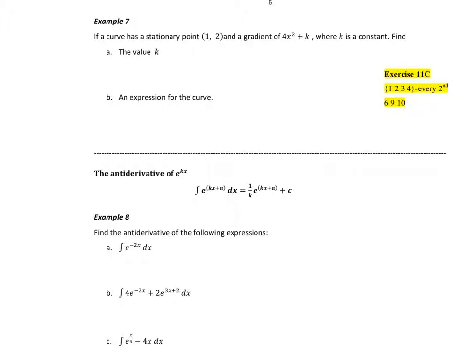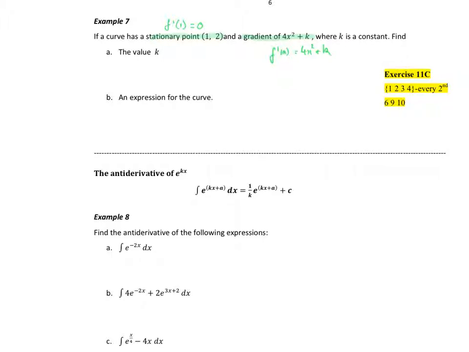All right, so first things first, what does this tell us? It's got a stationary point here at 1, 2. So what does that mean? That means f dashed of 1 is equal to 0. Yeah, the stationary point is at 1. And this part of it here, it's got a gradient of 4x squared plus k. So that's telling me that f dashed of x is equal to 4x squared plus k.